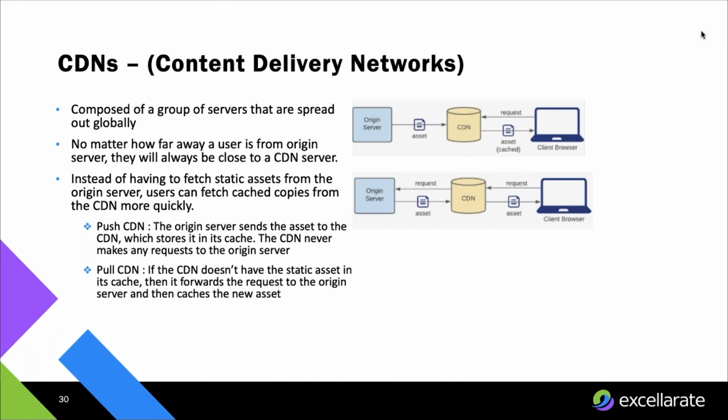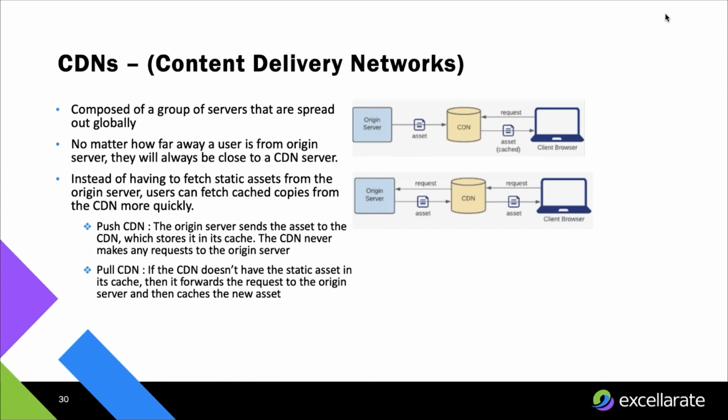Again, there are different ways you can implement CDN, like push CDN and pull CDN. With the push CDN, the origin server sends the asset to the CDN, which stores it in the cache, and the CDN server never makes any request to the origin server, right? So that's where the push CDN is, where you're just pushing any changes proactively to your CDN. That way they are not going to make any trip to the origin server.